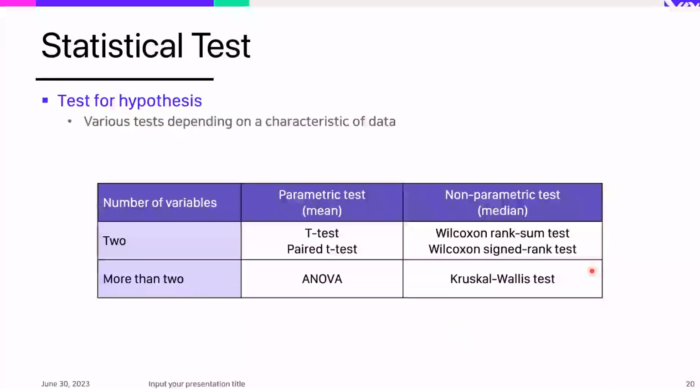Okay, so there are various tests depending on the characteristic of data. Actually, there are more than these tests, but I brought the tests that might be commonly used in our research. These tests can be divided based on the number of variables or number of groups to compare, and also whether the test should be parametric or not.